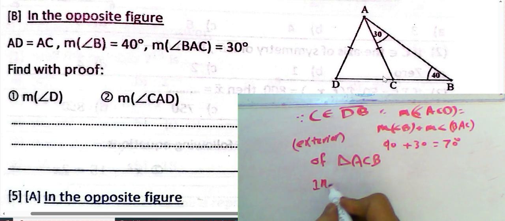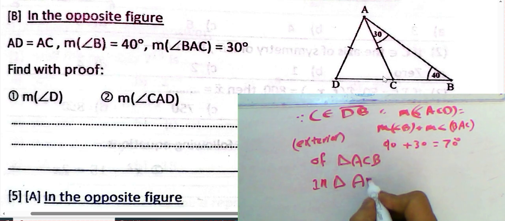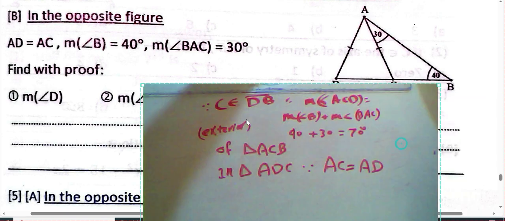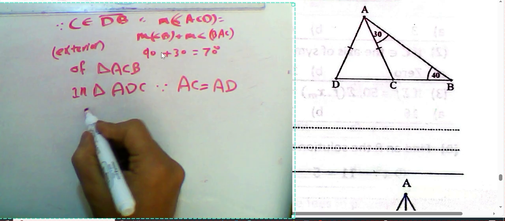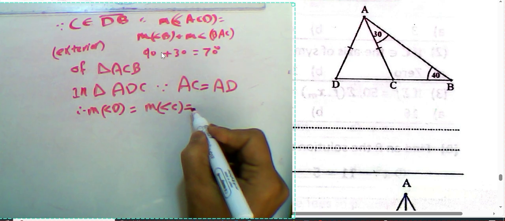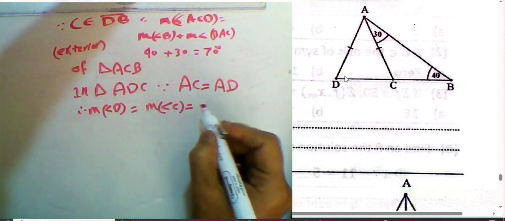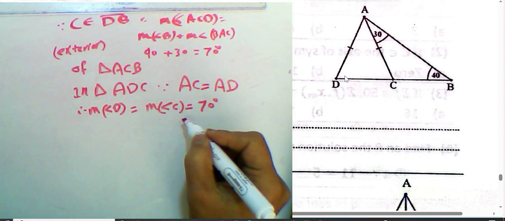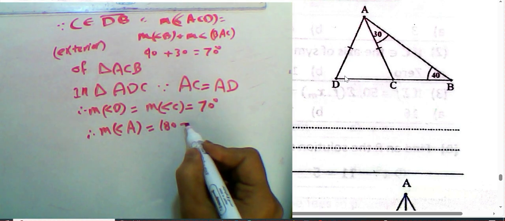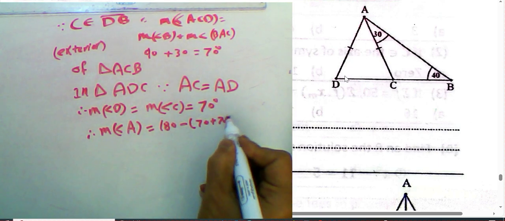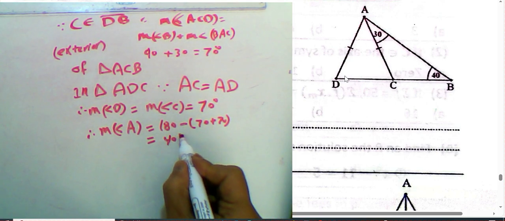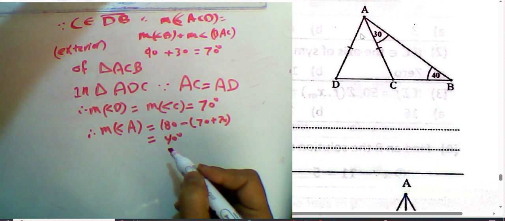Then in triangle ACD, such that AC equals AD, they are equivalent. The measures of the two base angles are equivalent. Then the measure of angle D equals the measure of angle C, the base angles, 70 degrees. The measure of each one equals 70 degrees. Then we can find the measure of angle A, the vertex. Write 180 subtract the sum of the two angles in the base: 70 plus 70 is 140, subtract from 180 equals 40 degrees. Then the measure of the angle at the top will be 40.